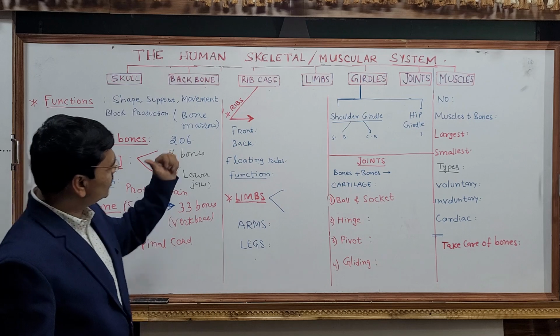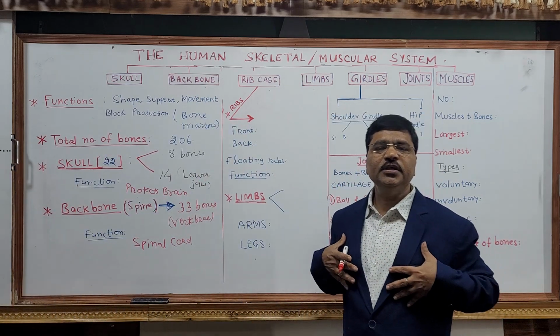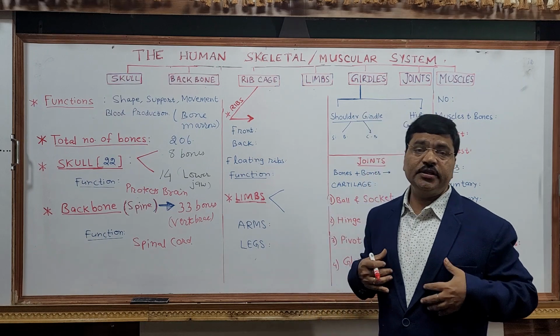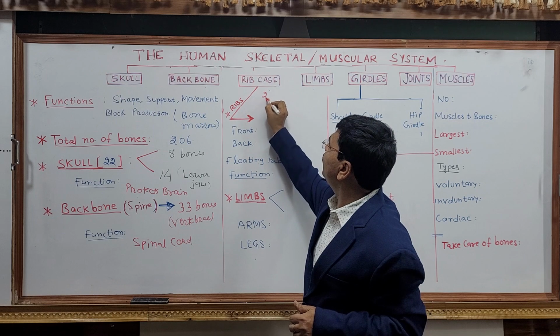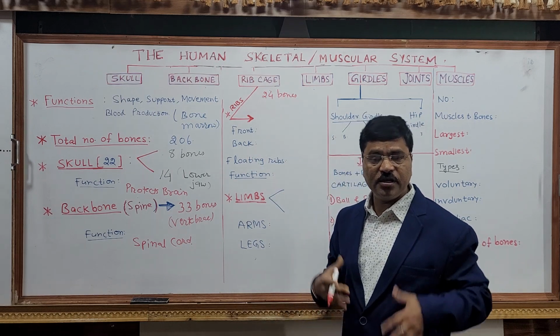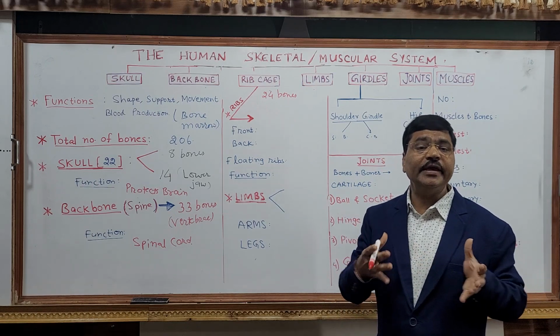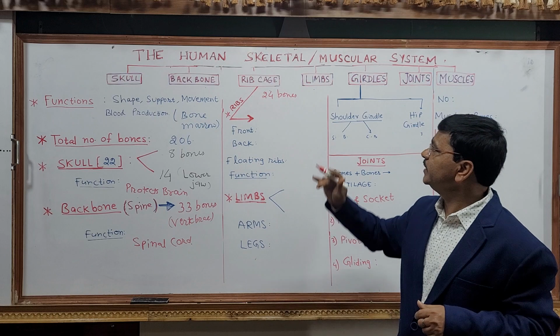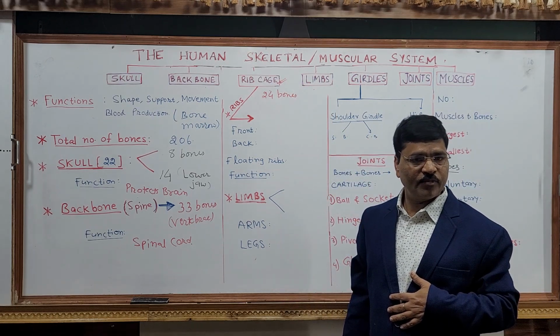Okay. Next we come to the ribs. Okay. This part. Okay. Altogether there are 12 pairs of ribs. Rib cage, it consists of altogether 24 bones. Is it clear? The rib and all the ribs together, they make a cage-like structure, and that cage-like structure is called a rib cage. Okay.